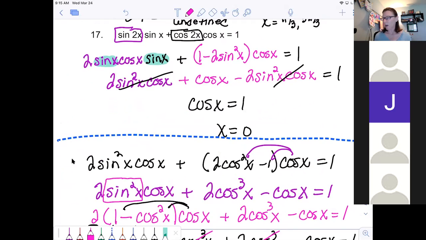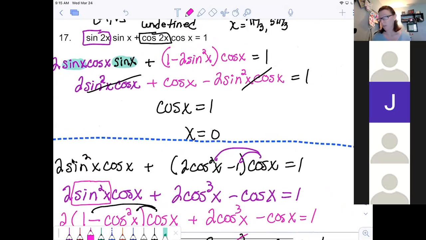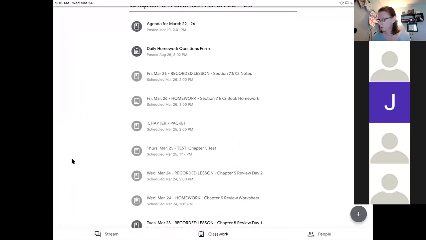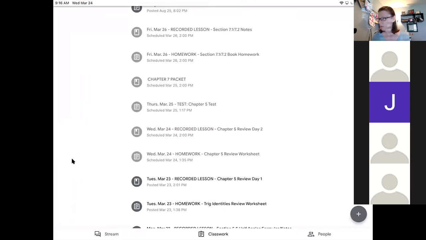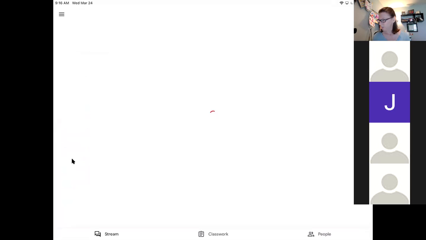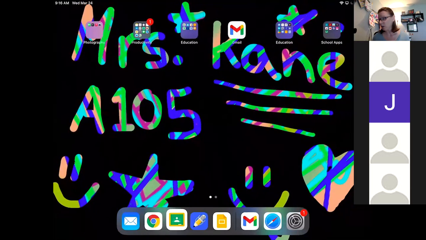All right, so I want to show you the other review worksheet, and then if anybody has any other questions, you can feel free to ask. But I do want to show those of you that don't have questions the other review worksheet on Google Classroom. So if you want to travel over to Google Classroom, the review worksheet is posted. So you can open up that chapter 5 review worksheet.